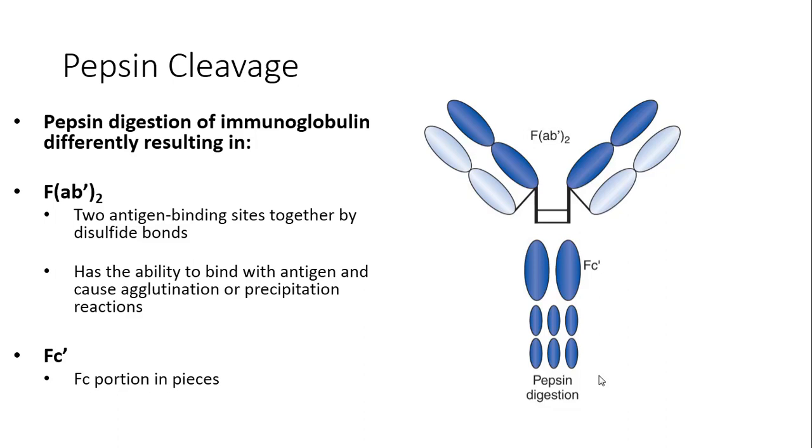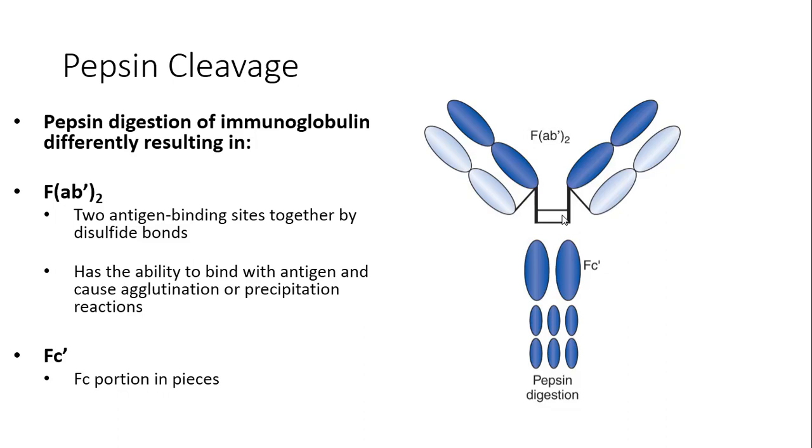So now let's look and see what happens if the enzyme pepsin digests the antibody. We end up with different molecules. Unlike the FAB from papain digestion, when we use pepsin as the enzyme for cleavage, instead of two individual FAB regions, we end up with the 2 FAB regions still bound together by disulfide bonds. So pepsin cleaves immunoglobulins at a different place than papain does.